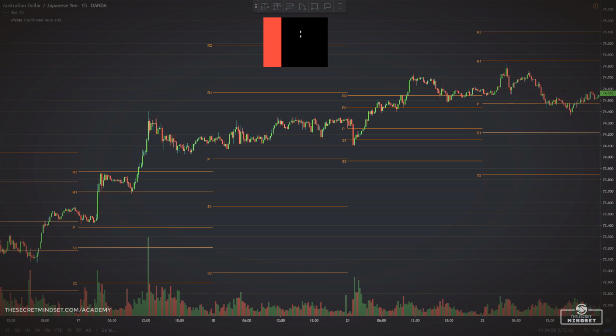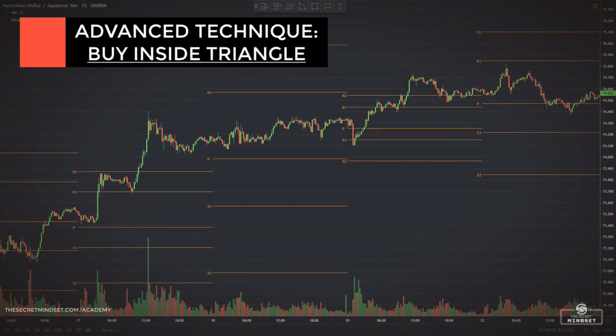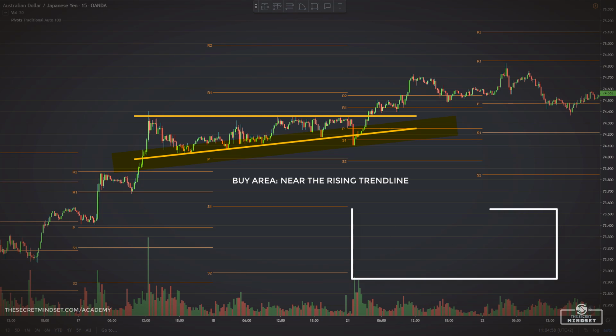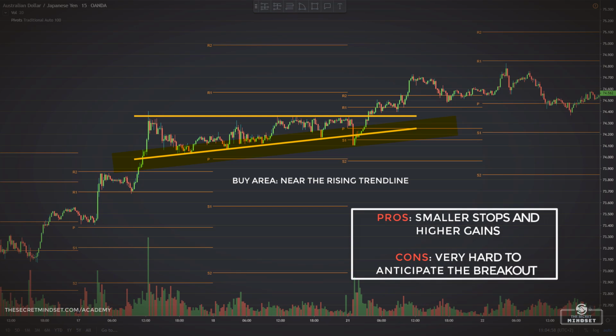Another approach is to buy inside of the triangle. Once you see the pattern setting up, you can wait for a touch of the upward trend line and then place a long entry. The benefits with this approach are that you can place a tighter stop since you are closer to the demand line, the support. This also gives you a potential profit before the actual breakout.